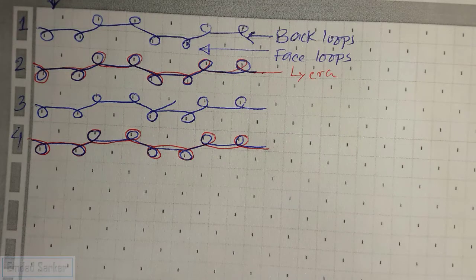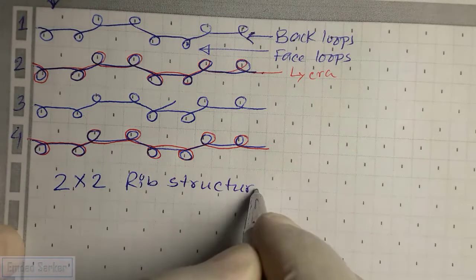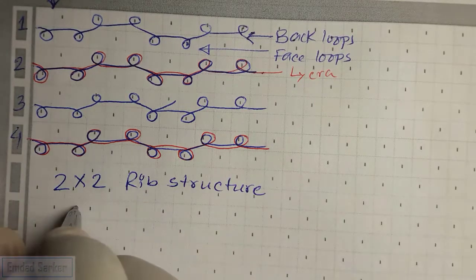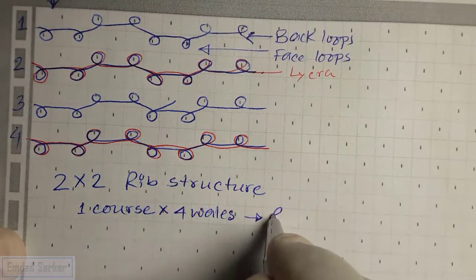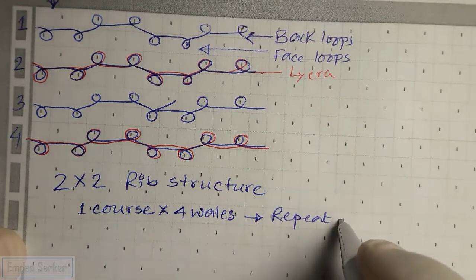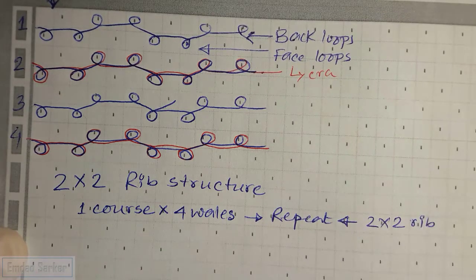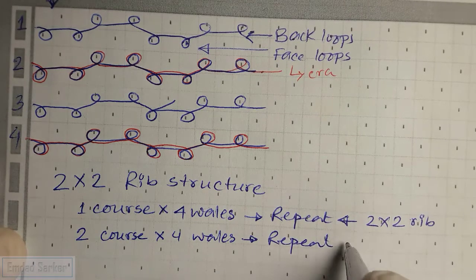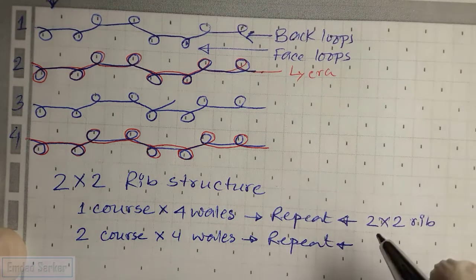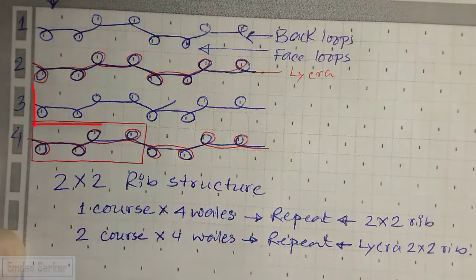There are four courses. We can figure out the repeat now. It is a 2x2 rib structure, so every course is a repeat. We can say one course and four wales is a repeat for a basic 2x2 rib structure. But in the case of lycra 2x2 rib, we can say two courses and four wales will be the repeat because the lycra yarn is coming in the alternate courses.